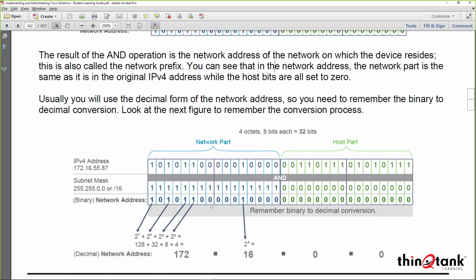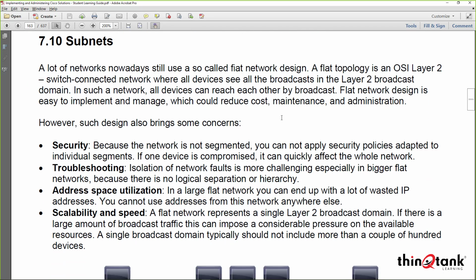I'm going to show you guys how to do some subnetting calculations in a little bit. Probably after our break. We're getting close to the break time. And we're going to go through some examples together, and I'll show you guys how to do some of those calculations.